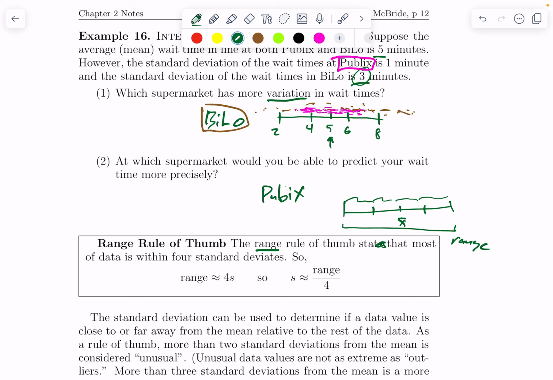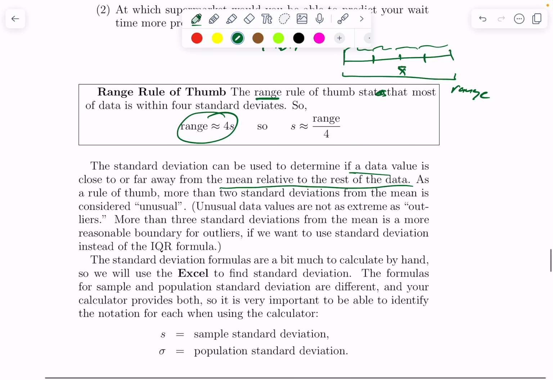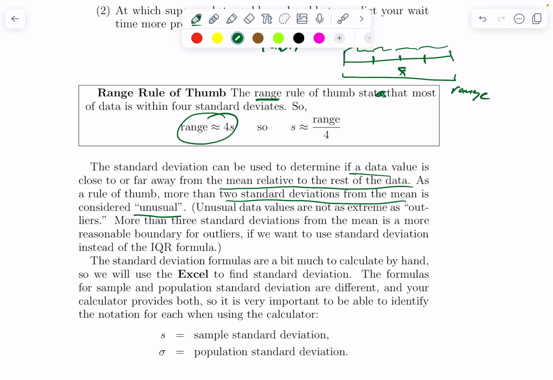All right, so the standard deviation can be used to determine if a data value is close to or far away from the mean relative to the rest of the data. As a rule of thumb, more than 2 standard deviations from the mean is considered unusual. So if it's more than 2 standard deviations from the mean, it's unusual.